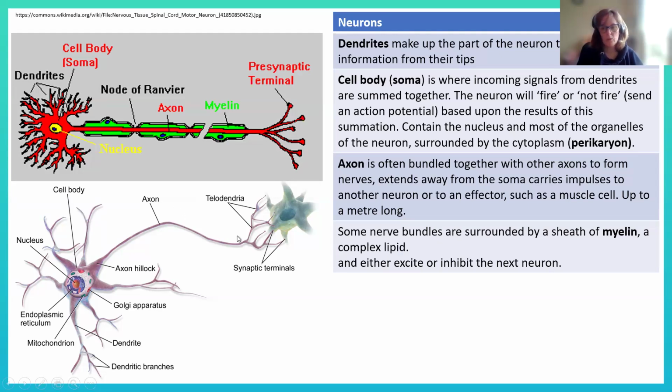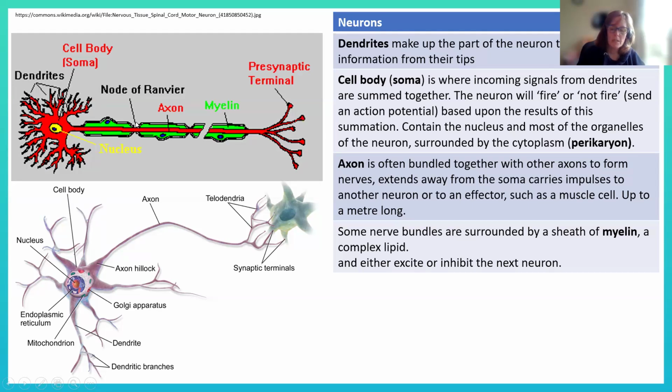So these axons are surrounded by something called myelin. You can see it up here in green. That's the myelin. It's called a myelin sheath. It's a complex lipid, and it basically insulates the neuron, and it can allow the signal to travel between these myelin bits. There's something called the node of Ranvier there.